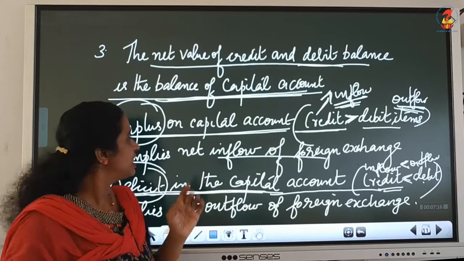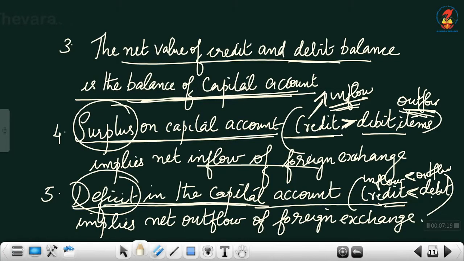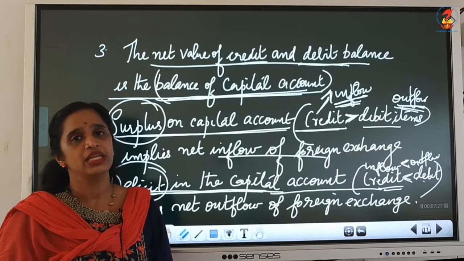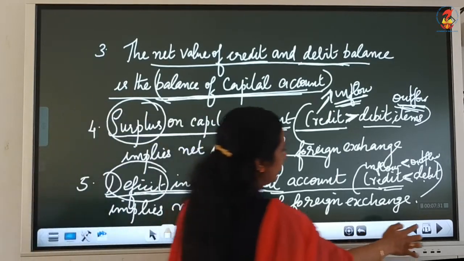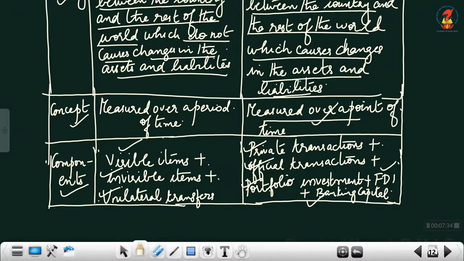So if there is a balance between the credit and the debit, there will be a balance of capital account. So capital account can experience a balance when there is an equalization between the credit side and the debit side. Now we will move on to the next topic, that is how to differentiate the capital account and current account.